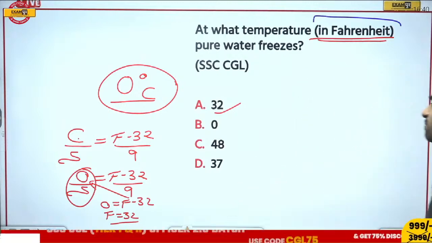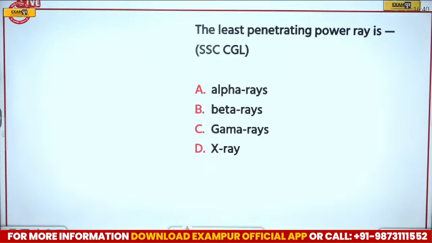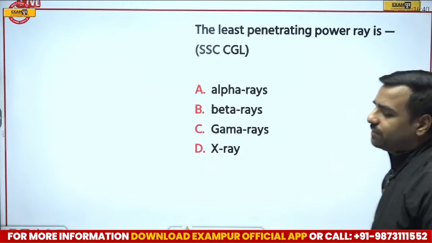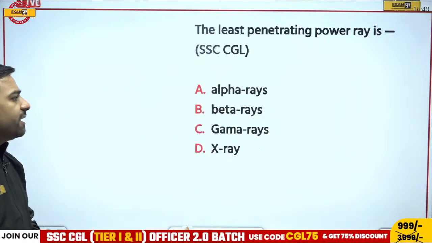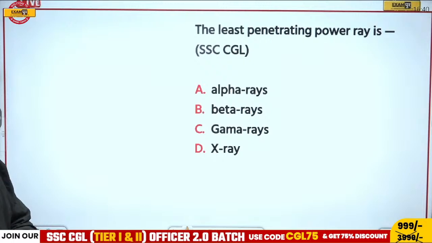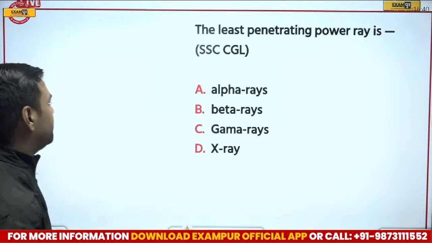Okay, so let's move forward with the next question. The least penetrating power of a ray is dash. Which one is having the least penetrating power? Is it alpha ray, beta ray, gamma ray or X-ray? So what is the correct answer? Till the time you are giving me the answer, let me explain this part.